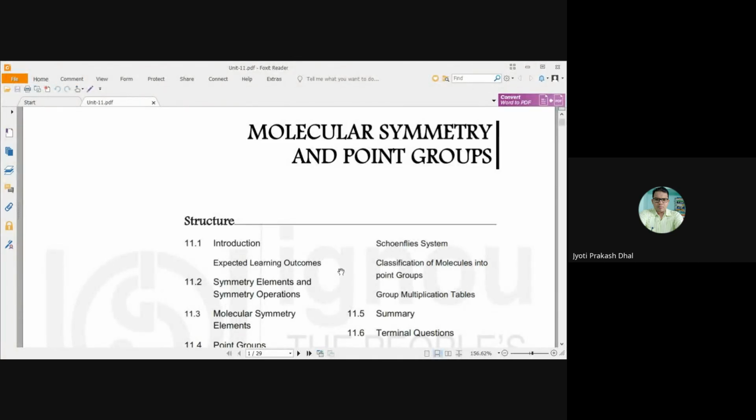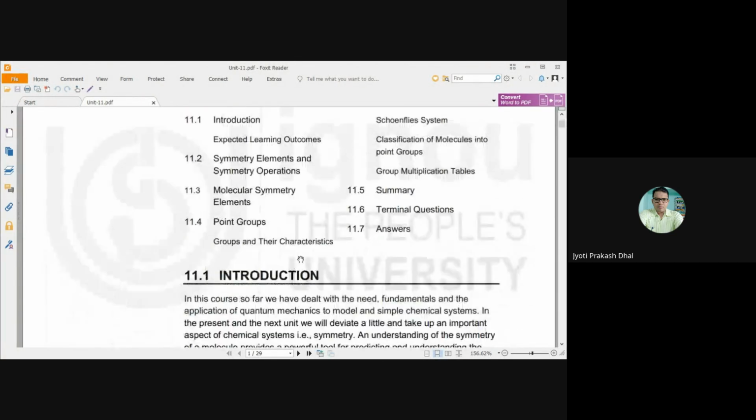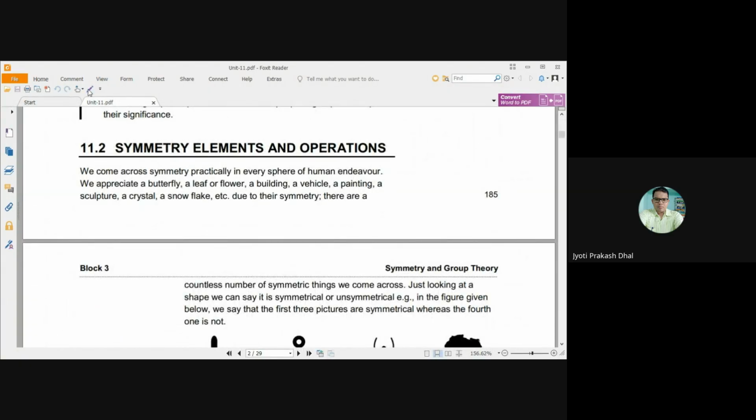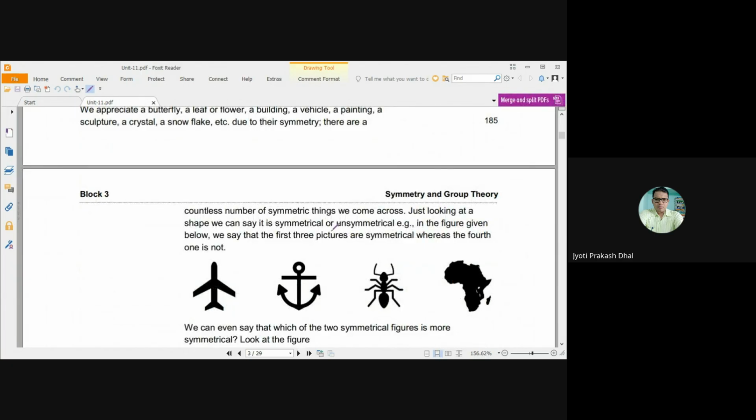So today we'll discuss molecular symmetry and point groups. Here you can see, the first topic is symmetry elements and operations. We come across symmetry practically in every sphere of human endeavor. Suppose you consider a butterfly, a leaf, a flower, any building, a vehicle, a painting, a crystal, a snowflake, etc. They are appreciated due to their symmetry. There are countless symmetrical things we come across.